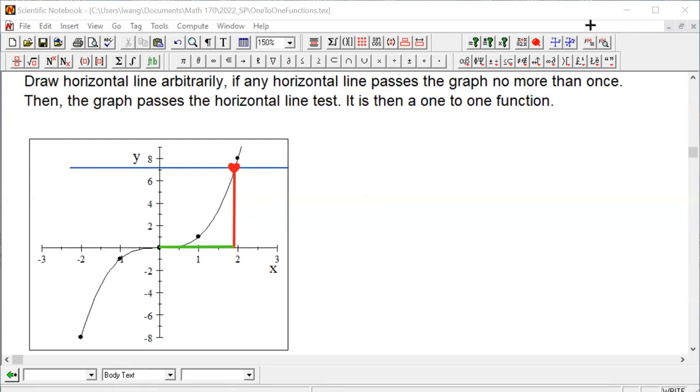Okay, now, that's how we draw the horizontal line. The horizontal line determines the output, how high it is. For this output, there's only one input, and one input only. Okay, so let's look at another example.